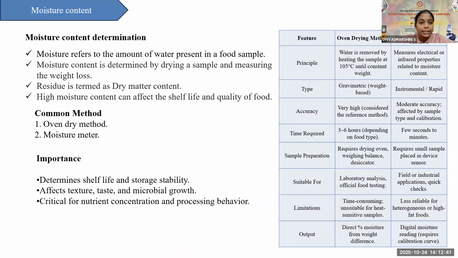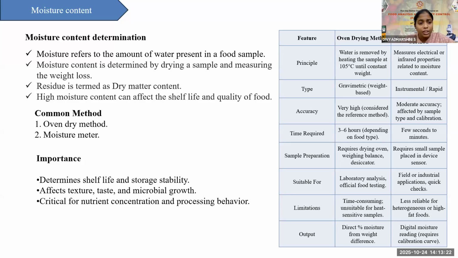So starting with the moisture content determination. Moisture content is known: the free moisture as well as the bound moisture are there. So here I'm terming it as complete, both profiles. Moisture refers to the amount of water which is present in the food samples. Here the moisture content is determined by drying the sample and measuring the weight loss. So obviously it is the weight loss at a predetermined temperature, predetermined weight, and predetermined duration. After all the moisture evaporates, there will be the residue, which is called dry matter content. So we can also calculate the dry matter content once the moisture content is determined.